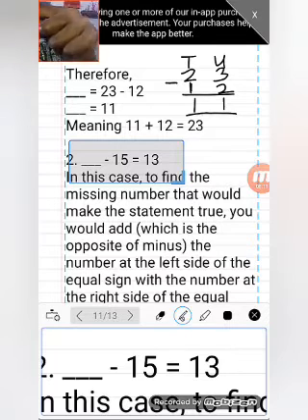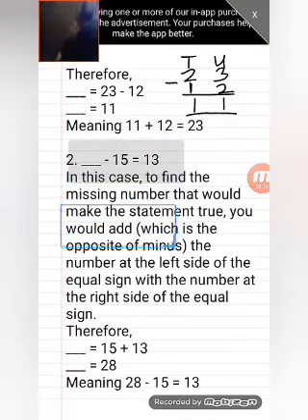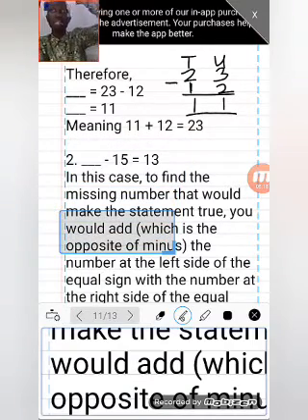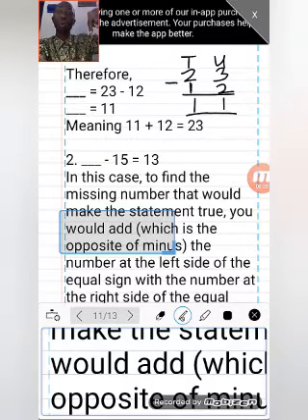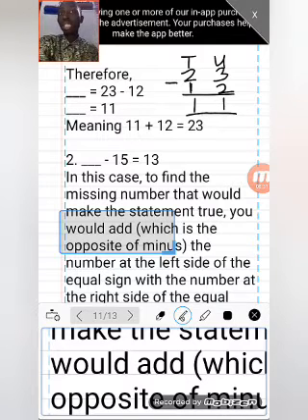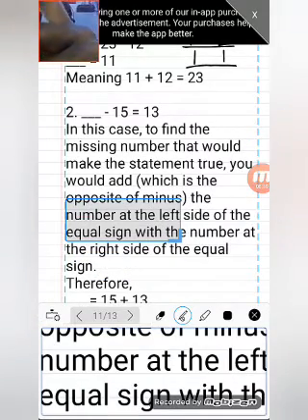Now, because we are having minus, a missing number minus 15 is equal to 13. So in this case, what we do is we add. And what are we adding? The number at the left side of the equal sign, which is 15 in this case, you add it with the number at the right side of the equal sign, which is 13. So 15 plus 13. Like I said, you'll be adding the number at the left side of the equal sign with the number at the right side, because what we first have here is minus.